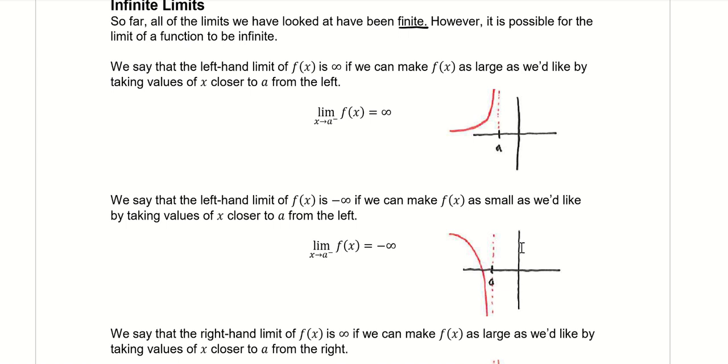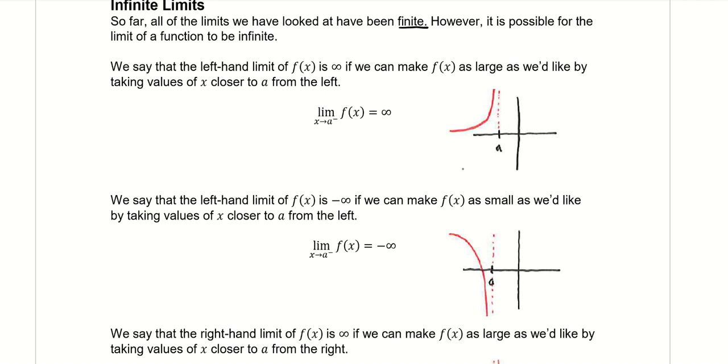So for these I've drawn some pictures because I think these are a little bit easier to see. But basically the idea here is now we're looking to see if our function's going to just shoot off to positive infinity, keep getting bigger and bigger and bigger, or shoot down to negative infinity, keep getting smaller and smaller and smaller. We can talk about this in terms of right and left hand limits or two-sided limits.